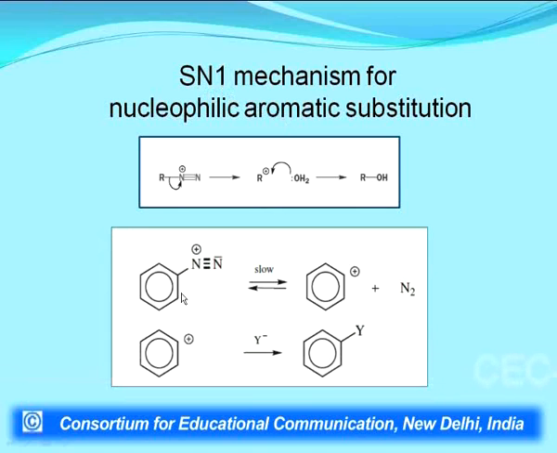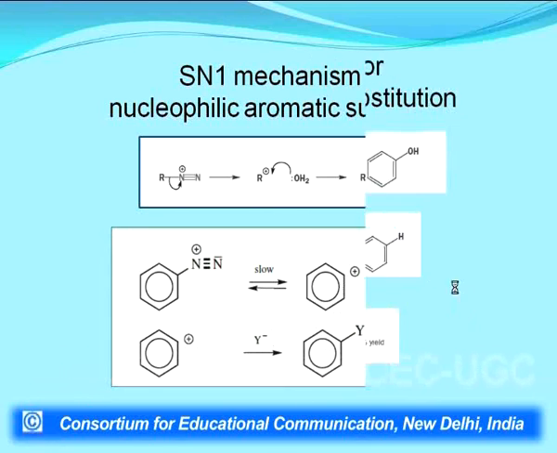There, what was happening? Due to the presence of a polar solvent, the halide ion leaves, a carbocation is formed, and then the carbocation combines with the nucleophile, giving us the product. Exactly similar steps are there in these diazonium salts: first a nitrogen molecule is lost, we get a sort of carbocation, and this carbocation now combines with the nucleophile, and we get this substituted product.